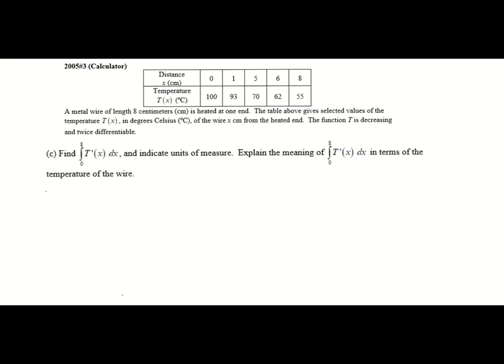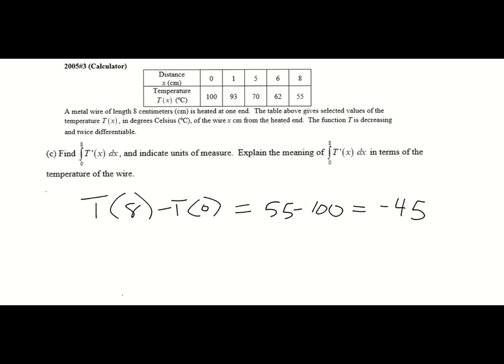So that's going to be t of 8 minus t of 0. And what is that? We pull these numbers out of the table. 55 minus 100. So that's going to be negative 45.